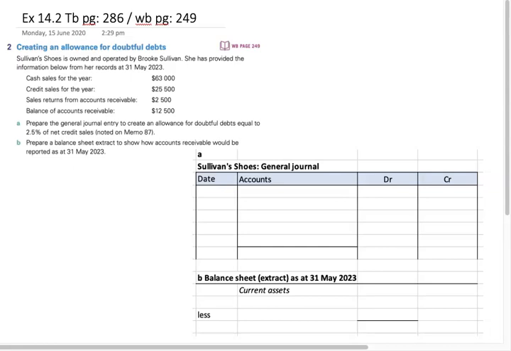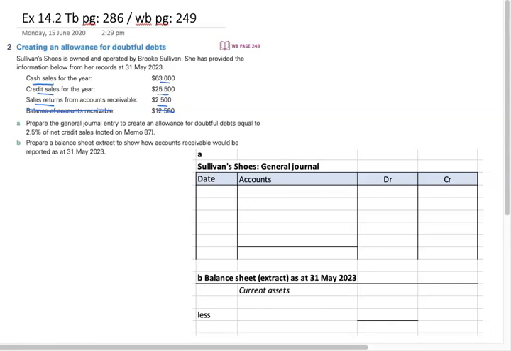We have cash sales for the year of 63,000. Credit sales for the year of 25,000, sales returns of 2,500, and importantly, they've given us balance of accounts receivable, and I want you to cross that out purely because that is not in your textbook. So we are just looking at the three bits of information: cash sales for the year, credit sales for the year, and sales returns for the year.